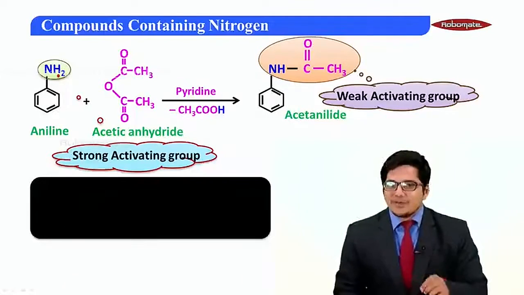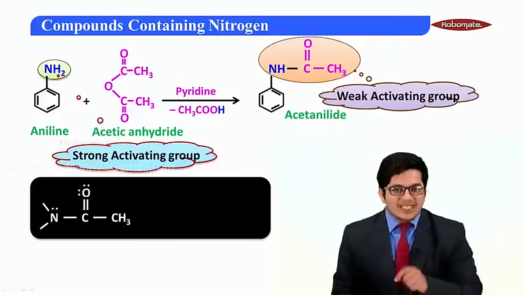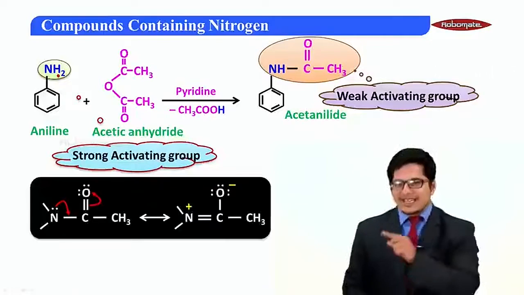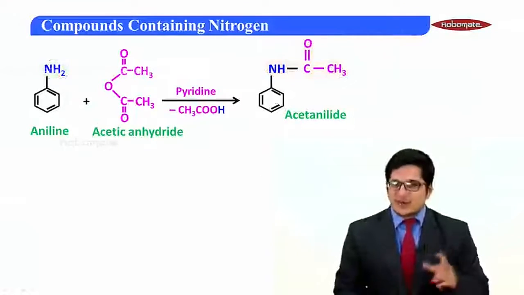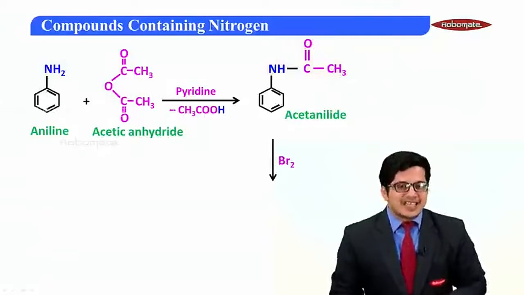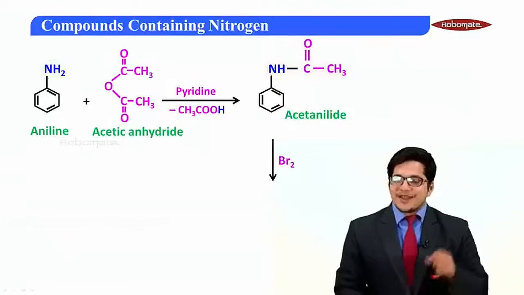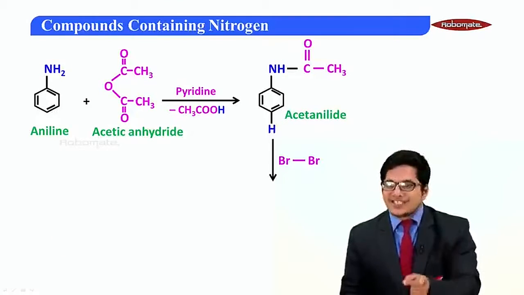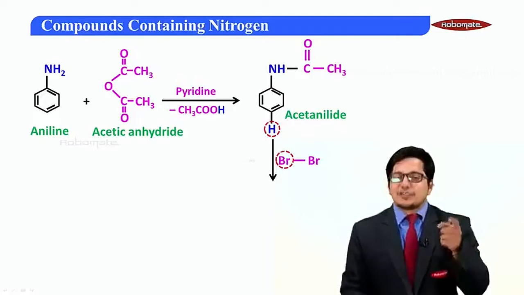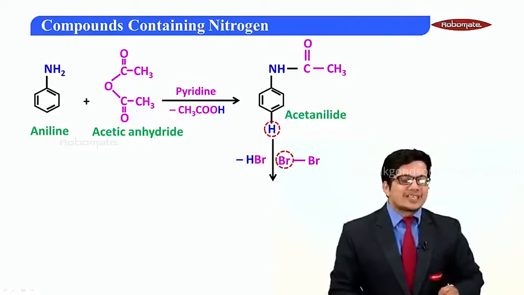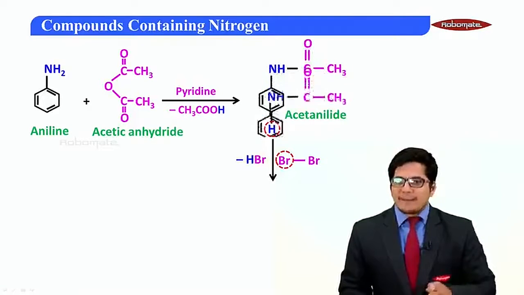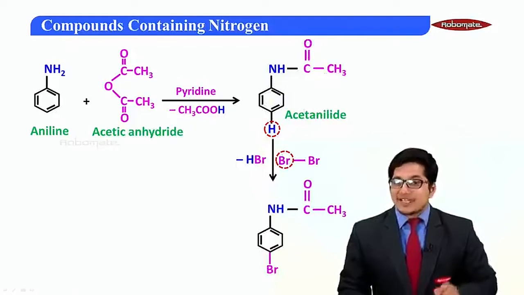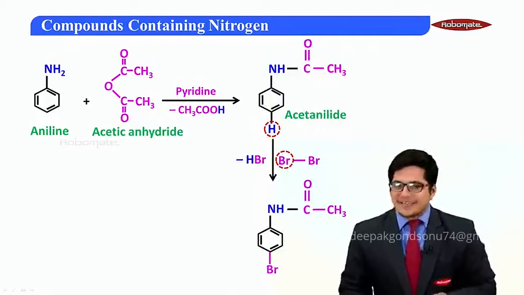So we take a weak activating group. Why is it a weak activating group? Because there is a resonance happening inside that compound, something like this. Now let's treat this acetanilide with Br2. Bromine would capture one hydrogen from the para position and get converted into HBr, leaving one bromine atom. Now the acetanilide would combine with that bromine atom, giving us a para-bromo derivative.